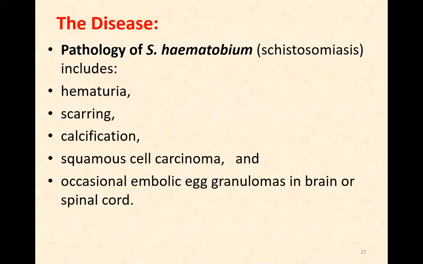About the disease produced by Schistosoma haematobium, the disease called schistosomiasis. It includes hematuria, scarring in the urinary bladder, calcification in the urinary bladder, and very rarely squamous cell carcinoma can be produced in the urinary bladder. And occasionally embolic egg granulomas can be produced in the brain and spinal cord if these baby parasites reach there through circulation.